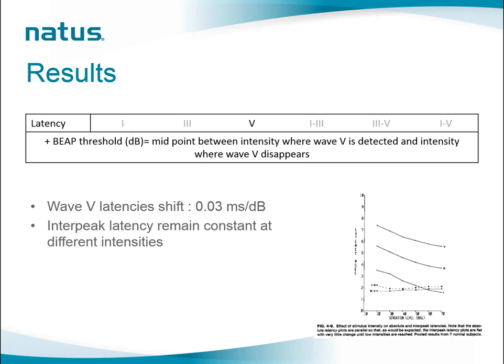However, what we need to also mark for the reporting is the BERA threshold. So this is a number in decibels, which will provide us the hearing threshold of the patient. This threshold is the midpoint between the intensity where the wave 5 was detected and the intensity where it has disappeared. So if at 20 decibels you had no wave 5 and at 40 you had one, your BERA threshold will be 30.